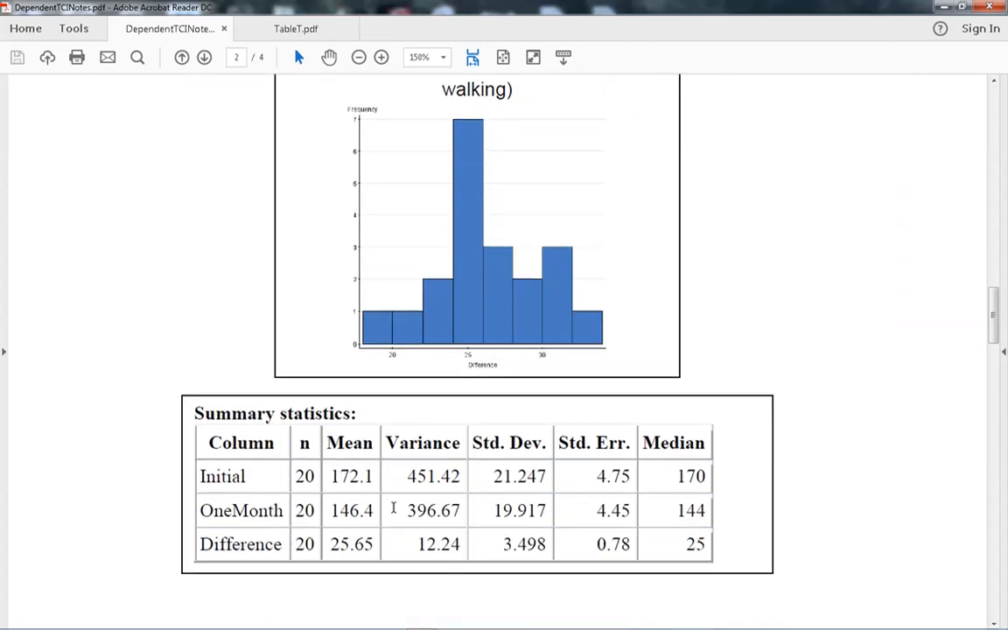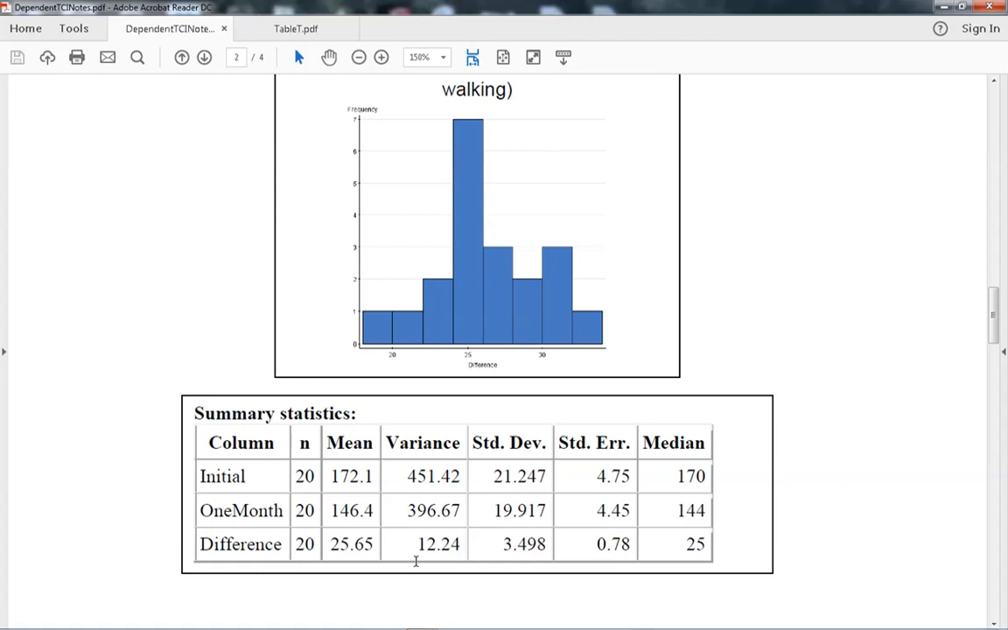As far as the summary statistics, again, we can't look at the initial readings or 1 month after exercising. We've got to look at the paired differences, so we've got to look at this bottom line. There were 20 patients. The mean difference was 25.65 millimeters of mercury. The standard deviation was 3.498. The standard error, you could use also, but I'm going to use the standard deviation.